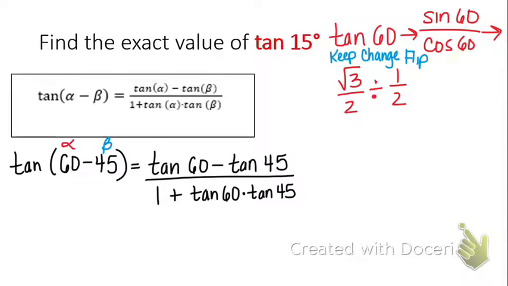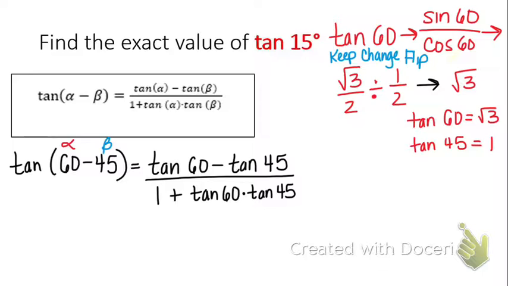And what do you get when you do keep change flip? Do we get root 3 or root 3 over 3? Just root 3. So root 3 is my tangent of 60. So I need that for this identity. The tangent of 60 is root 3, and the tangent of 45 is just 1.